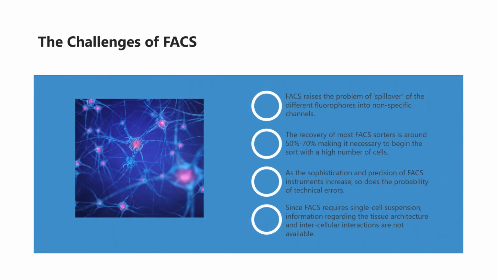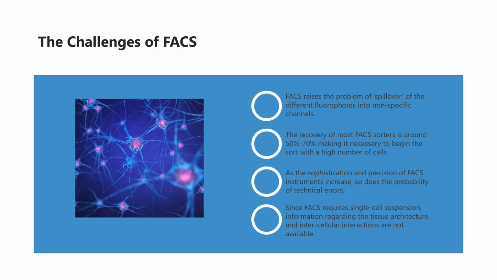The technology of FACS has the following limitations and challenges. 1. Although FACS can help sort several populations simultaneously, the sorting process itself is slow. 2. The recovery of most FACS sorters is around 50% to 70%, making it necessary to begin the sort with a high number of cells. This requirement poses a challenge when rare cells like stem cells and CTCs need to be sorted. 3. As the sophistication and precision of FACS instruments increase, so does the probability of technical errors.